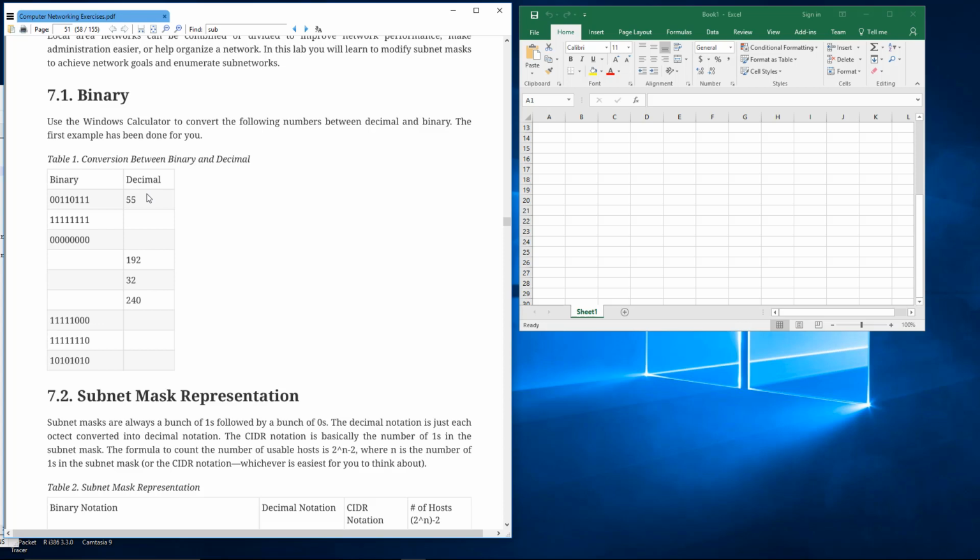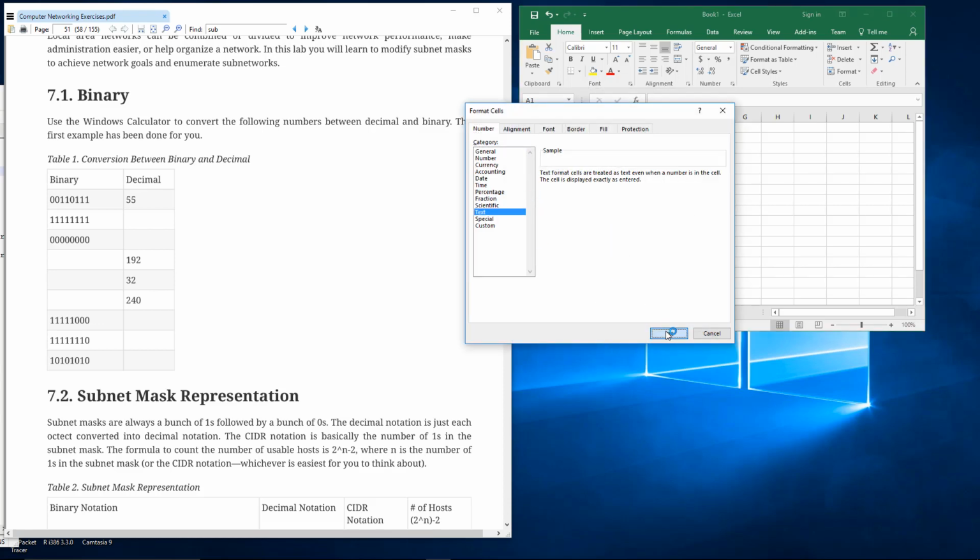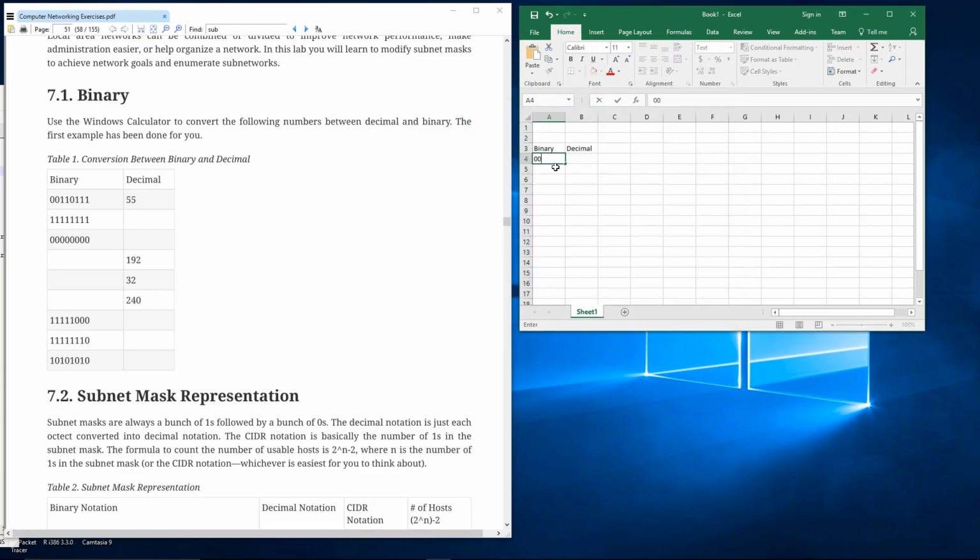Here's an example of a table converting between binary and decimal. In the lab, I want you to go through this process. We've got our binary representation, we've got our decimal representation. Let's format column A, format cells as text. 00110111. So for decimal, I've given that one to you. It's 55.